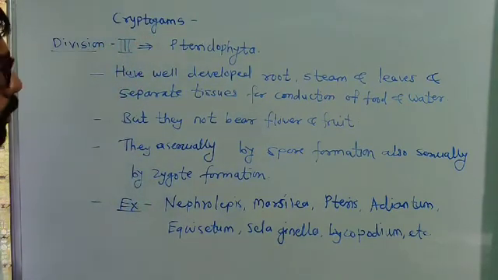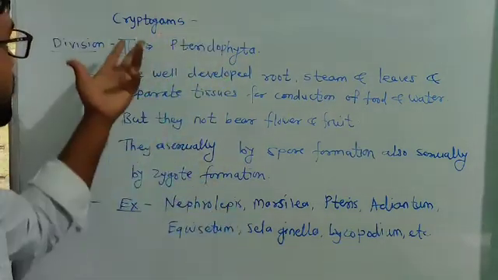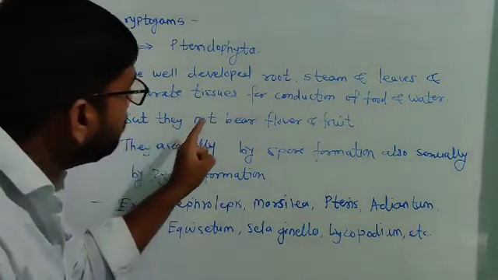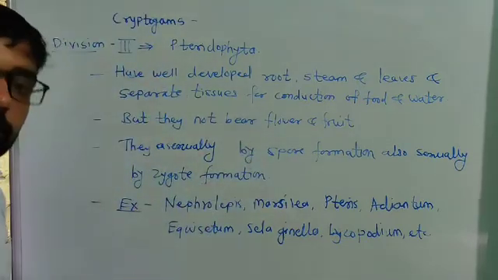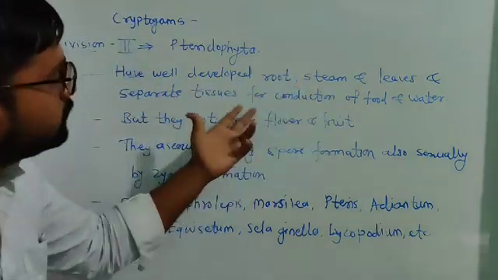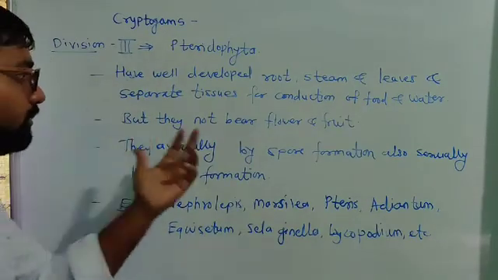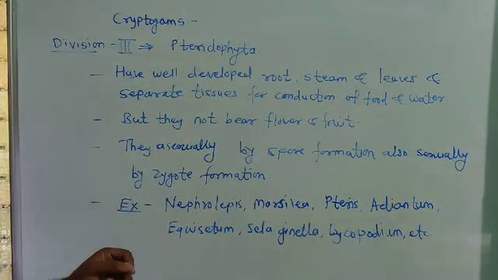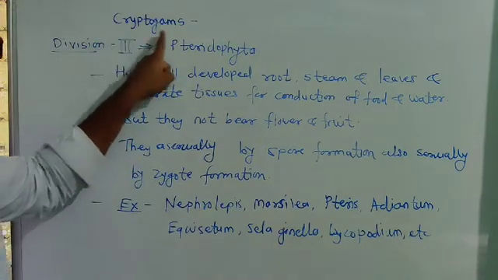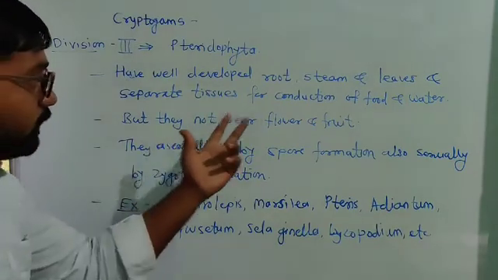So that is the difference between the first two divisions and this third division, which falls under the category of cryptogams. Now they have a well developed system, but why do they fall in cryptogams? Because of the second characteristic: they do not bear flower and fruit. They have developed root, stem, leaves, and also a conduction system for water and food, but they do not bear flower and fruit. That is the main important characteristic, due to which they fall under the category of cryptogams.